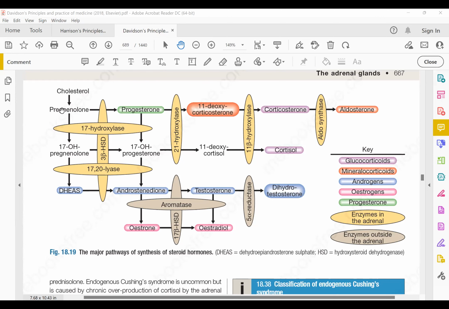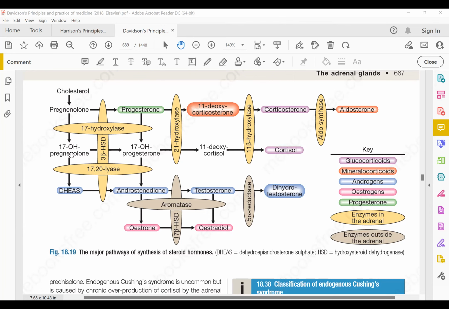Okay. Instead of going in this direction, let us say the pregnenolone is converted by 17-hydroxylase into 17-hydroxypregnenolone. Then the same pathway, instead of progesterone, it will be 17-hydroxyprogesterone. Instead of 11-deoxycorticosterone, it will be 11-deoxycortisol. And 11-beta hydroxylation will lead to cortisol. This is the primary glucocorticoid. The purple color is glucocorticoid. The orange color is aldosterone.